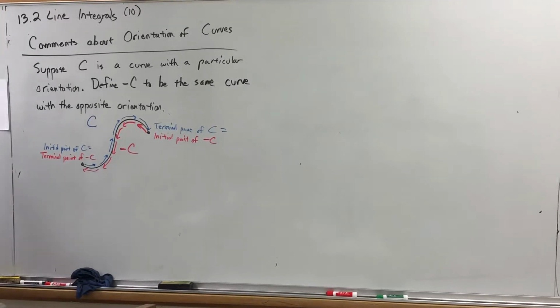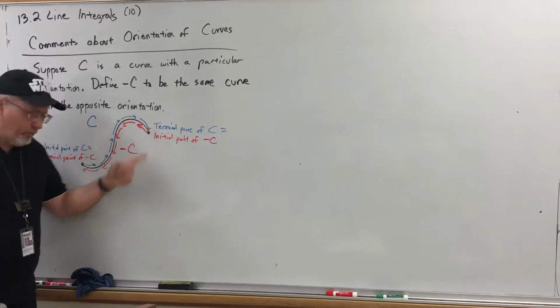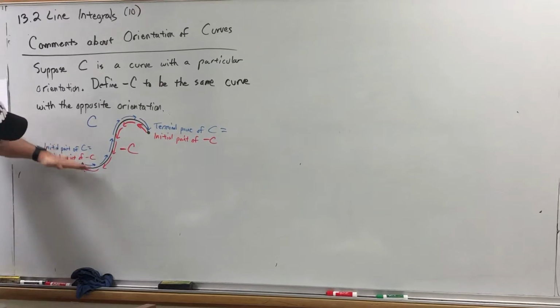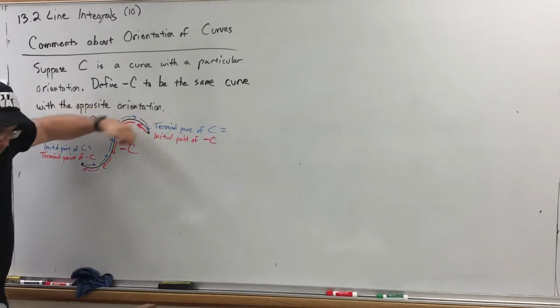In order to do that, I need to discuss what I mean by orientation. When you have a curve with an initial point and a terminal point, then the orientation is the direction that it travels from the beginning to the end. For example, see this black curve in here? If we call this curve C with its initial point on the left here and its terminal point on the right, then the orientation would be traveling along this direction.